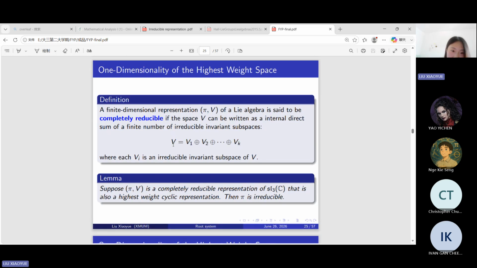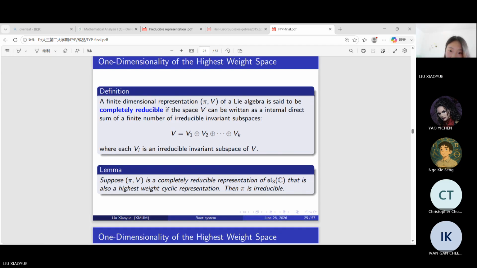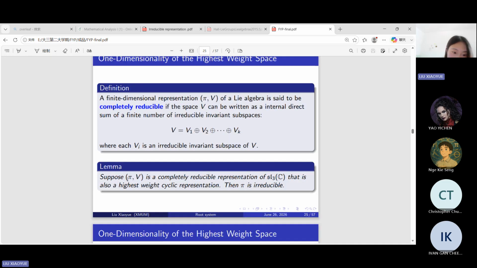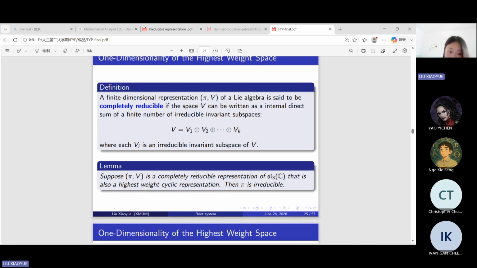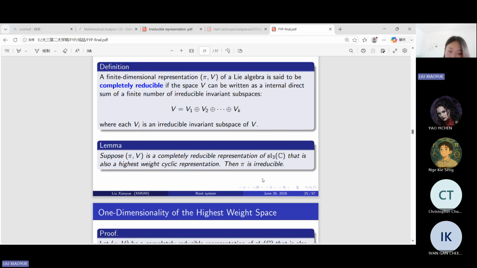The last definition is complete reducibility. We say a representation of a Lie algebra is completely reducible if the space V can be written as an internal direct sum of a finite number of irreducible invariant subspaces. The next lemma says, suppose pi is a completely reducible representation of SL3 that is also a highest weight cyclic representation, then pi must be irreducible.